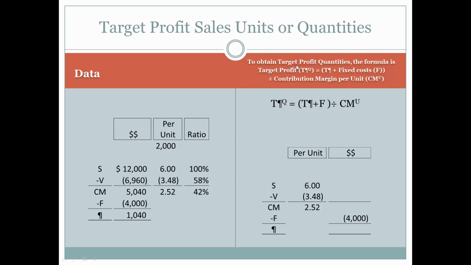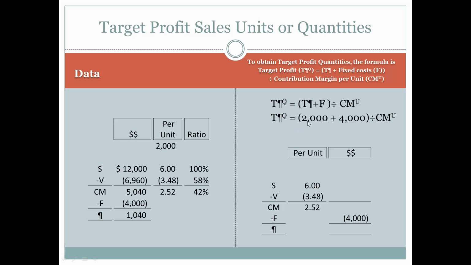So to obtain target profit quantities, the formula is target profit quantities is equal to the target profit plus fixed cost, represented by F, divided by the contribution margin per unit, or contribution margin with the superscript U. So target profit quantities is equal to target profit plus fixed expenses divided by the contribution margin per unit, which in this instance is $2.52. Our fixed expenses on a total dollar basis are $4,000. And again, we're hoping to yield a $2,000 profit.